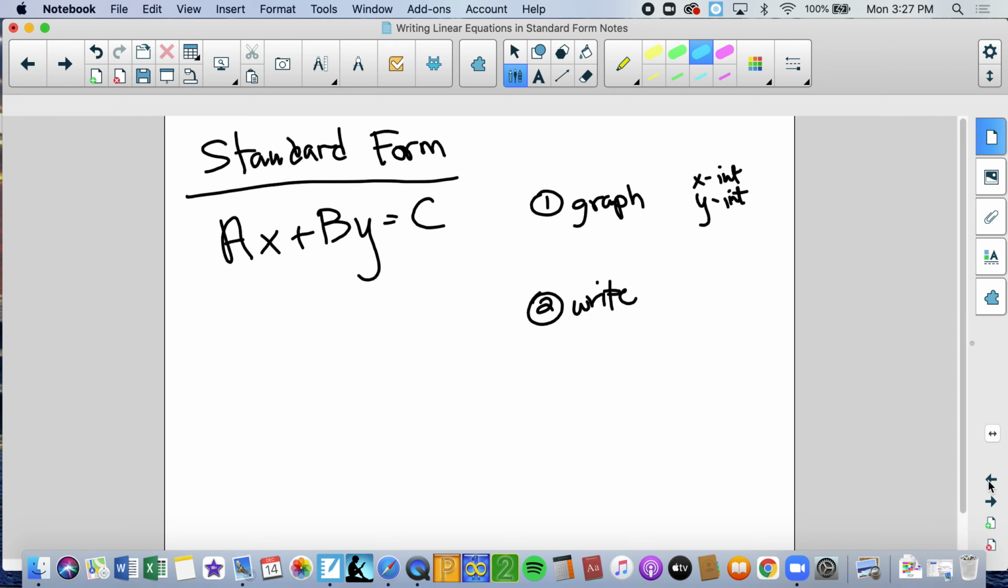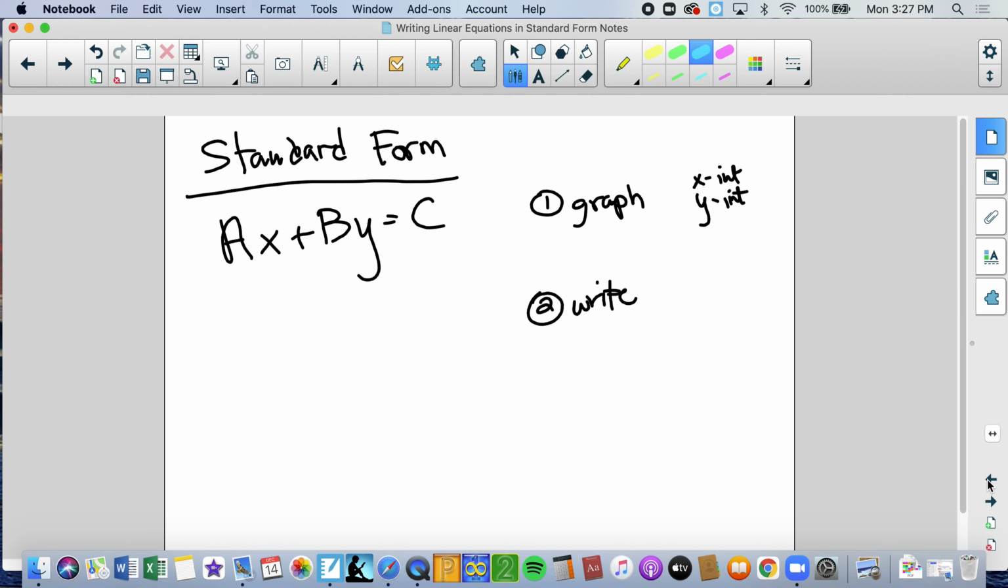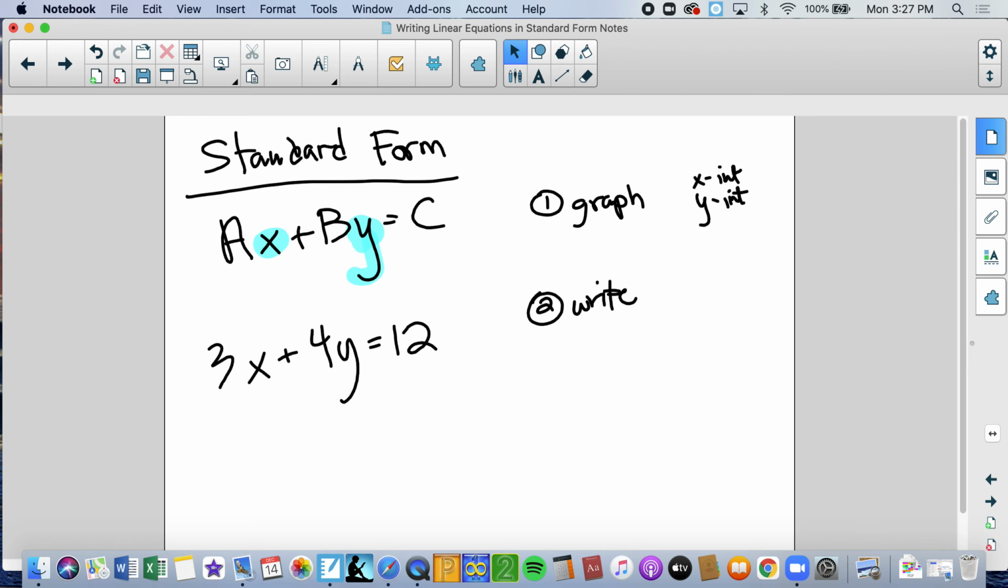In standard form, we couldn't pull out any slope, no intercept, etc. We could calculate the x- and y-intercepts, but none of these variables represented any of those values. It does have a point, but we can't pull it out because typically an example looks like 3x plus 4y equals 12. So x and y are left blank.